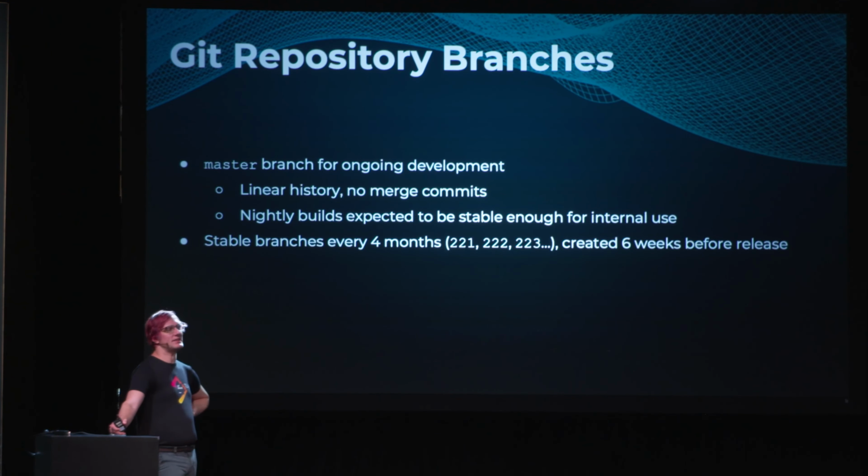For releases, we create stable branches. Basically every 4 months, we create a stable branch for the wave of releases of all the IDEs. They are created 6 weeks before release, and this 6 weeks is the stabilization period and bug fixing period for that branch.